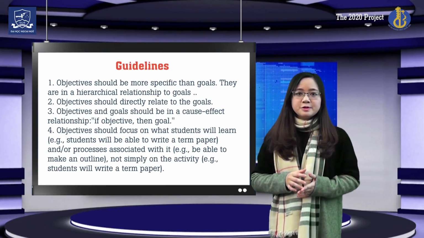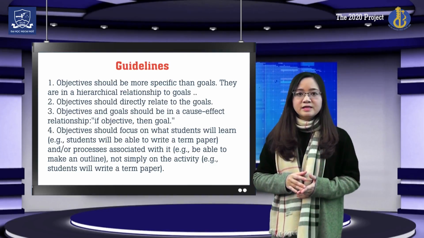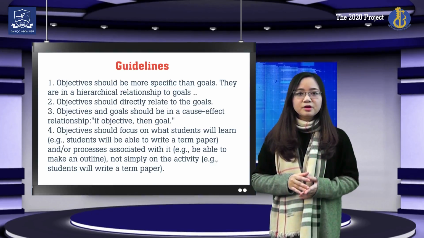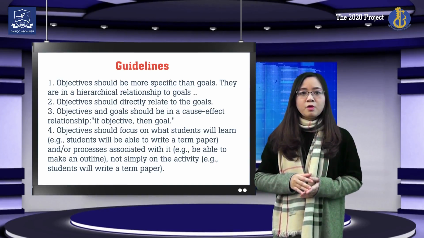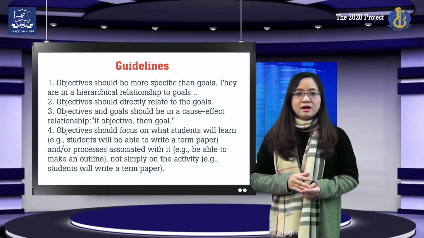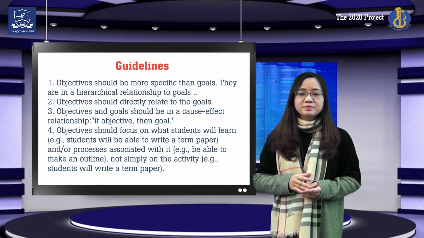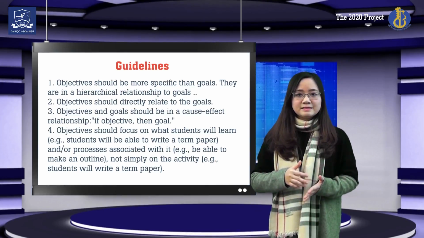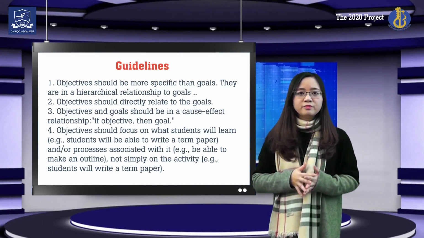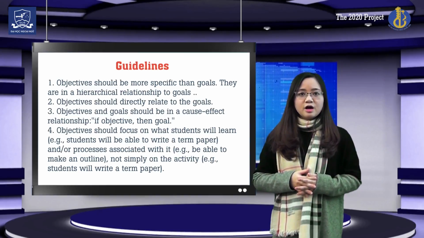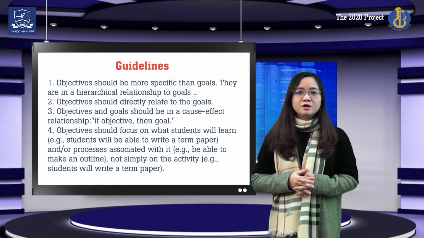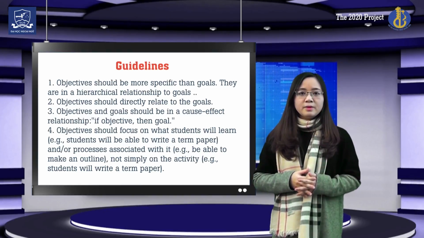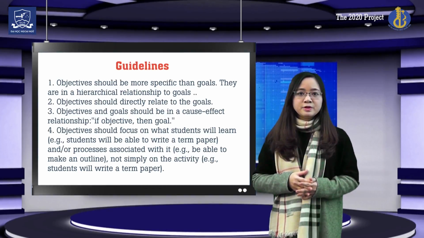In summary, these are some guidelines to consider when formulating goals and objectives. First, objectives should be more specific than goals. They are in a hierarchical relationship to goals. Second, objectives should directly relate to the goals. Ask yourself, will achieving X objective help to reach Y goal? Third, objectives and goals should be in a cause and effect relationship. If objective, then goals.